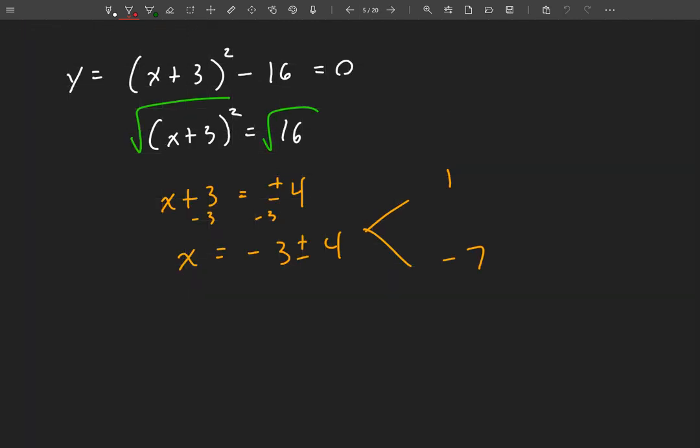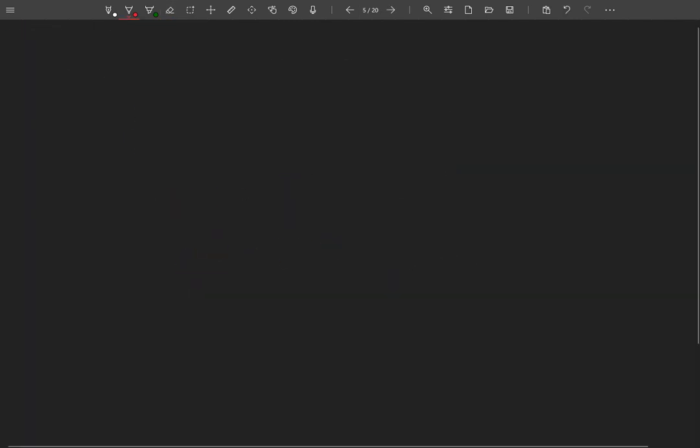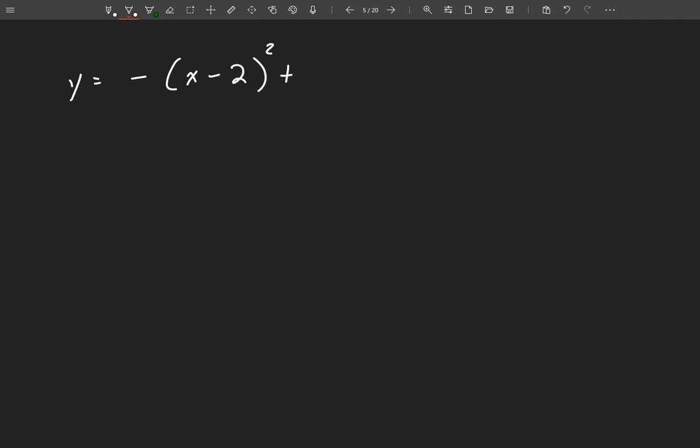Right, let's do one where we have a negative out front. This gets a little more fun. Let's do negative (x - 2)² plus, let's do, I don't know, 10. All right, if you want to try this, you can, but I would suggest just watching me do this one, and then I'll let you do another one kind of like this after this.